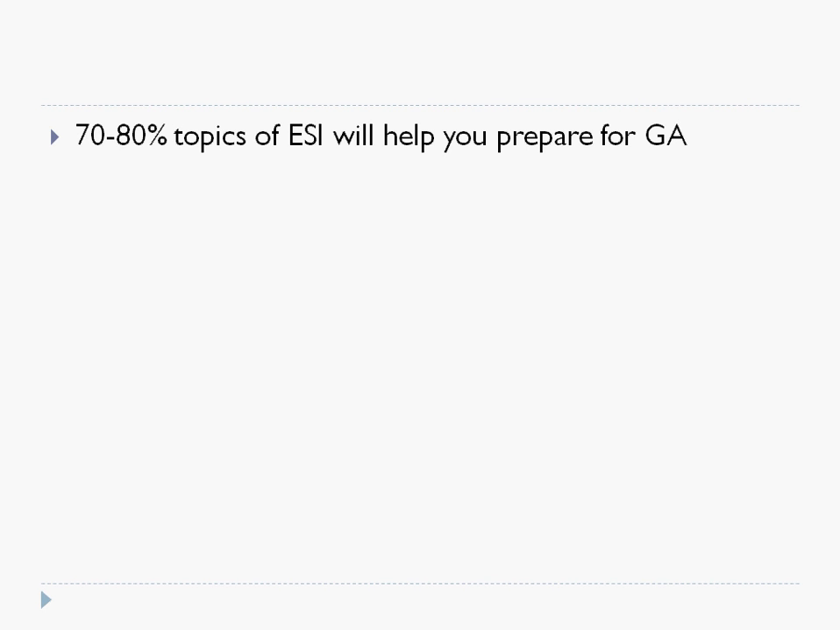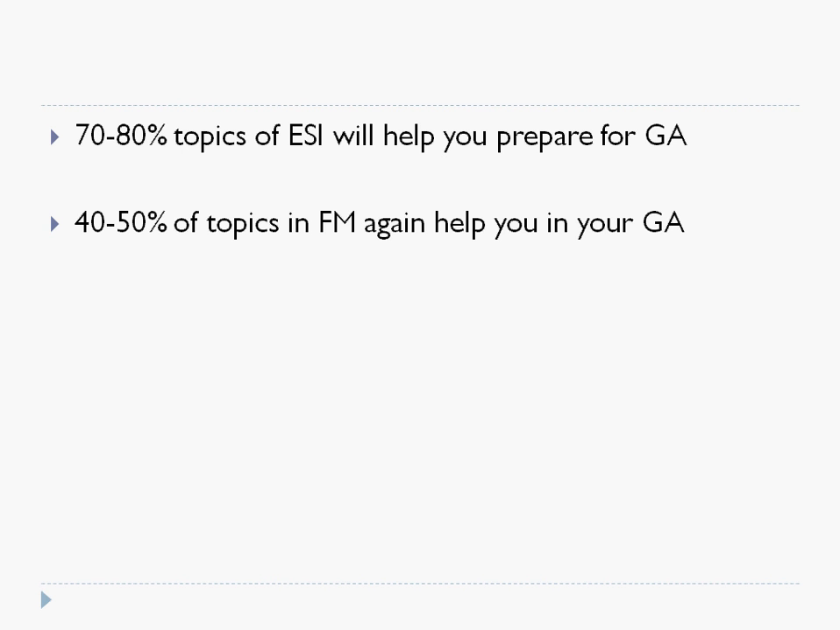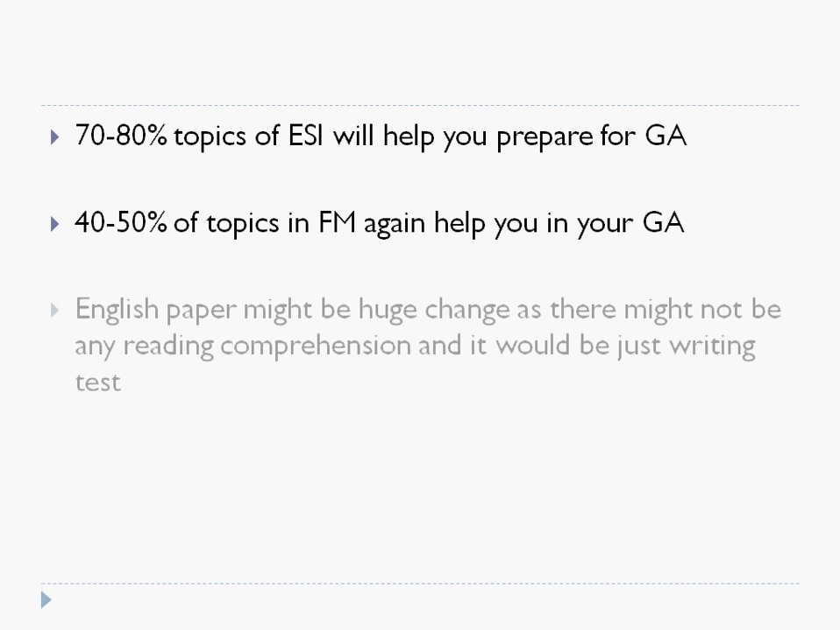So what are the implications on both phase 1 and phase 2? How to prepare for both phase 1 and phase 2? 70 to 80% of topics of ESI would help you cover GA. So cover ESI. Again, the time frame between phase 1 and phase 2 is just 15 days. So you cannot leave phase 2 preparation until after phase 1, right? You have to prepare for phase 2 right away. 40 to 50% of topics in FM again would help you in GA.